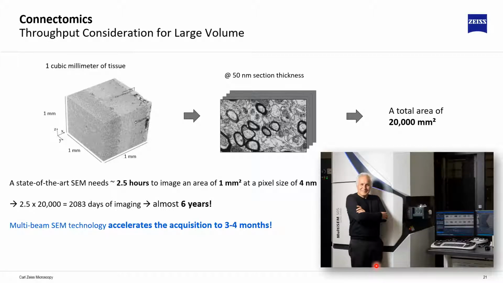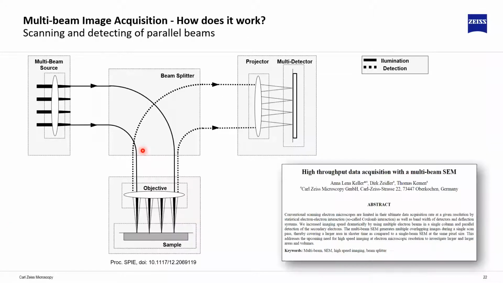And we can reduce the acquisition time now to 3 to 4 months. So in less than half a year, we can acquire a cubic millimeter, which is still a daring task, but substantially more feasible in comparison to 6 years. So how do we do that?